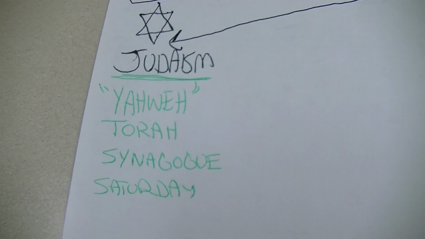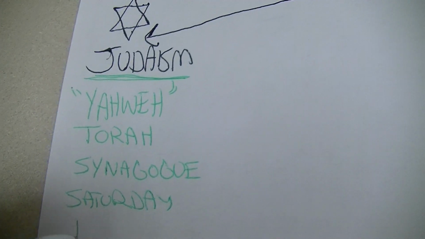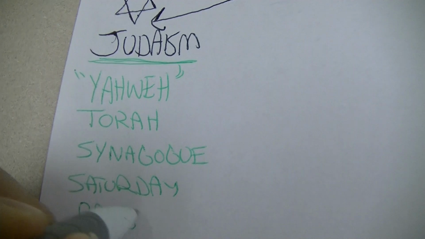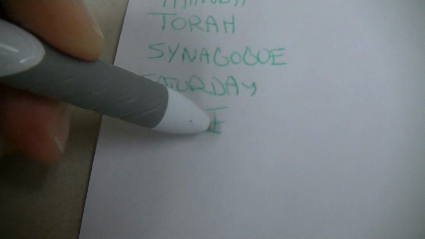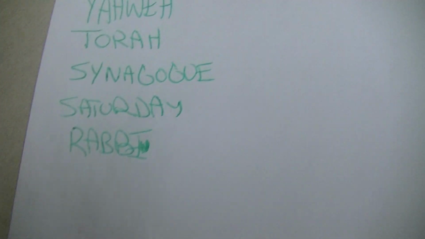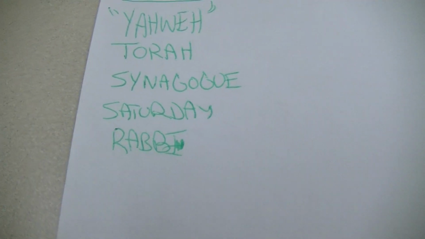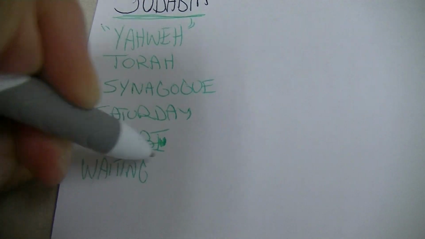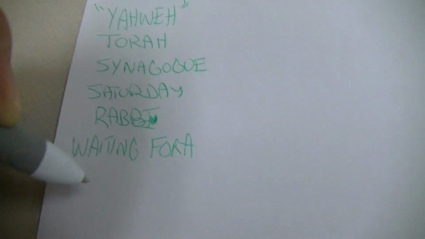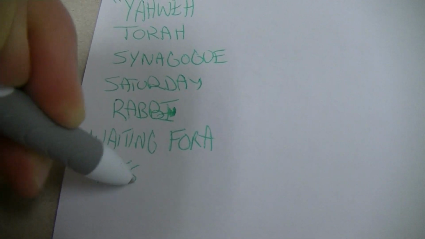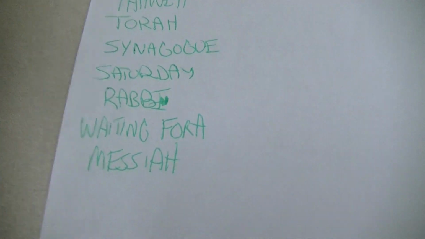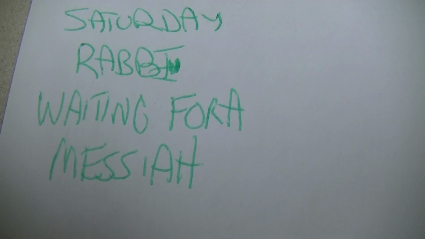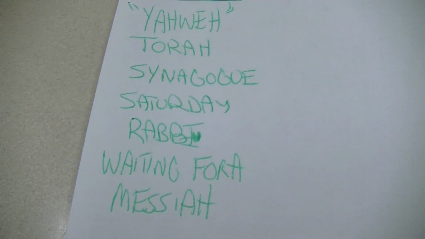Okay. Their religious leaders are called rabbis. R-A-B-B-I. I know it looks like an E, but it's an I. And this is a main belief, they are waiting for a Messiah. All right, waiting for a Messiah. Very good.